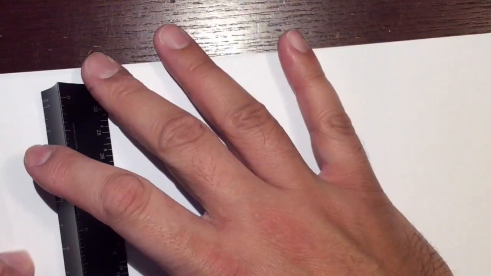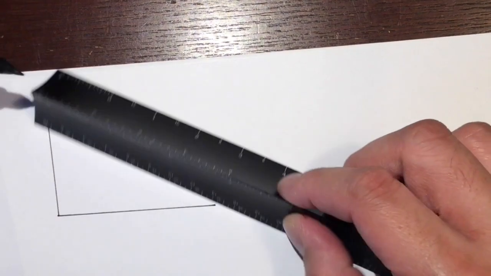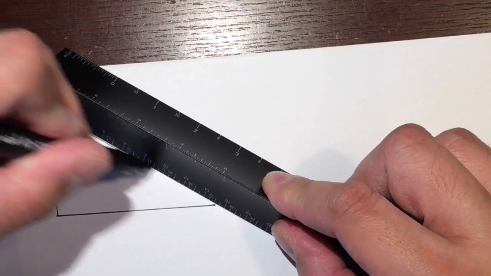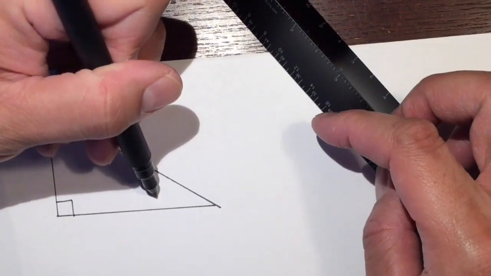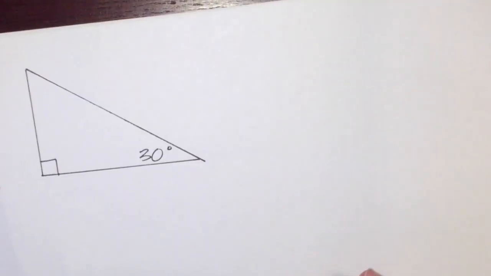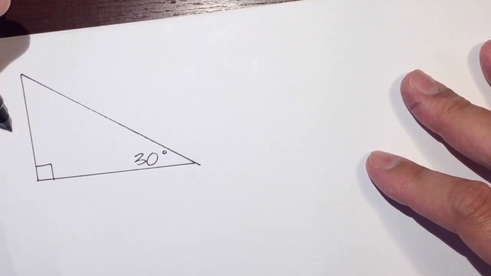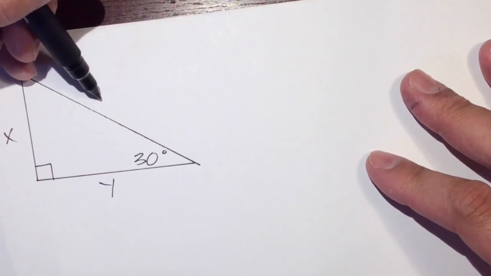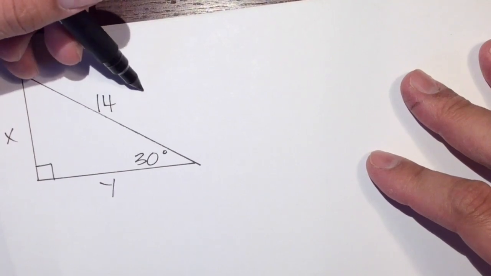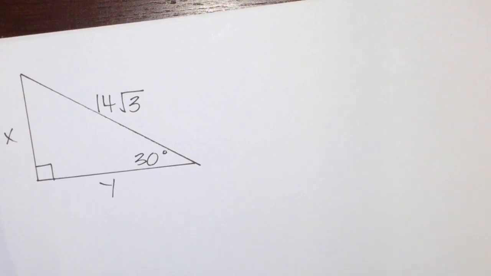So here is number 5. Let's draw another 30, 60, 90 triangle where the hypotenuse is twice as long as the short side. Okay, let's make this x. Let's make this y. Let's make this 14 radical 3.